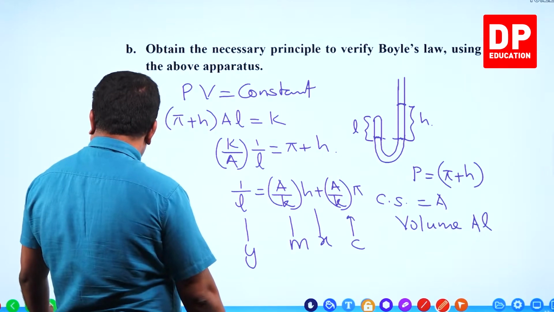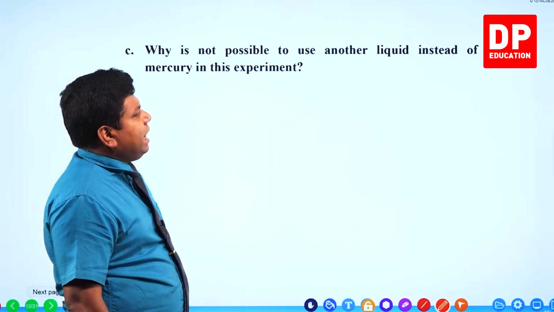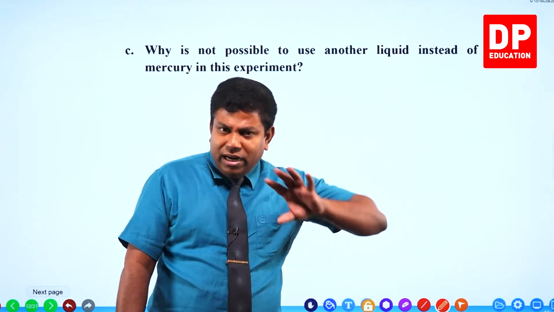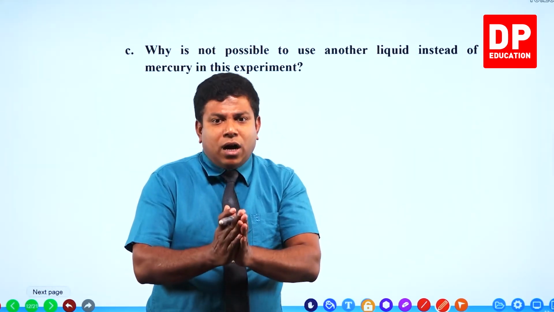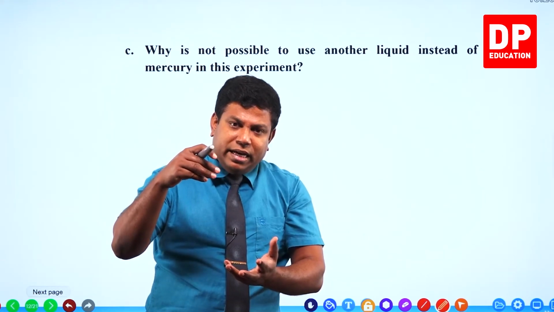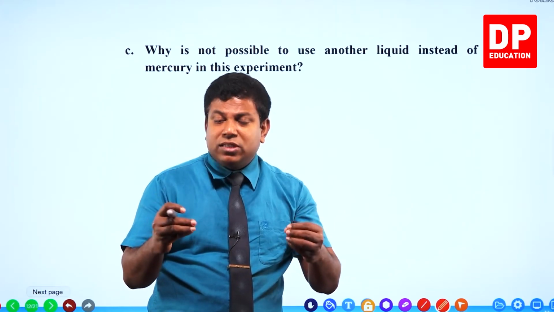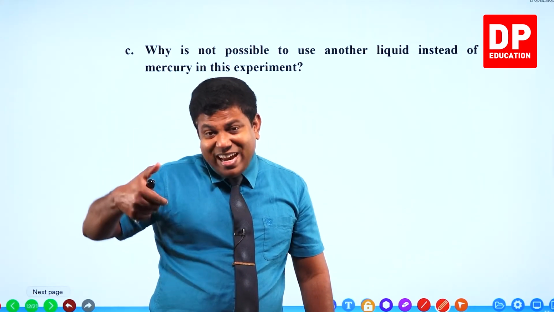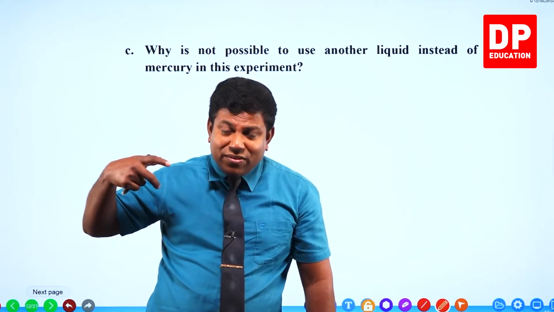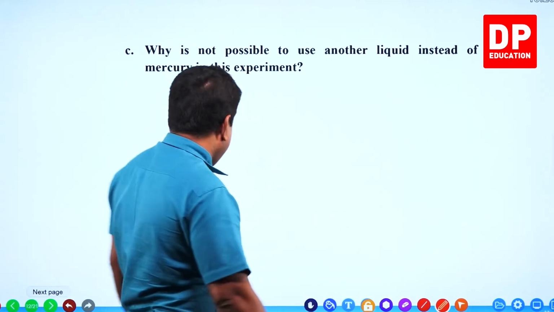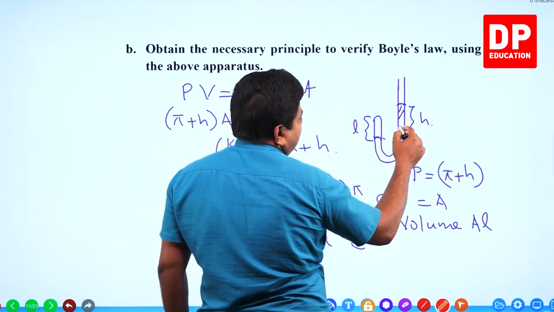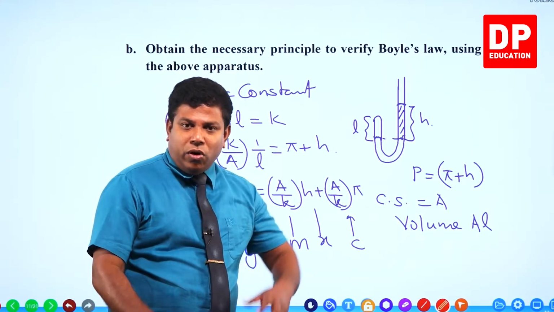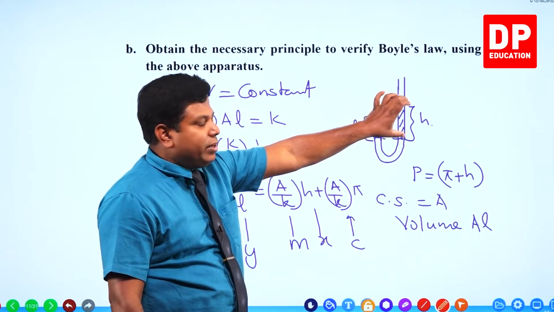Next, why isn't it possible to use another liquid instead of mercury in this experiment? Why can't we use another liquid? Why does it have to be mercury? Several reasons are there. One important reason is that the density of mercury is so high. So even if mercury is at a height of 5 centimeters, the weight of that is so high because of the high density, it gives a very high pressure. For a small height difference, it will give a lot of pressure here. It's easy to do the experiment. If you want to increase the pressure by 10 centimeter mercury, you have to have only 10 centimeters of mercury on the other side.